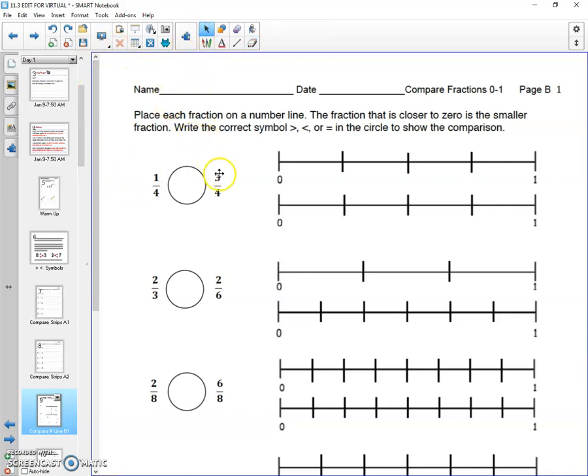Let's go ahead and compare some fractions. I'm going to compare 1/4 and 3/4 using number lines. I'll put 1/4 on one number line and 3/4 on another number line.